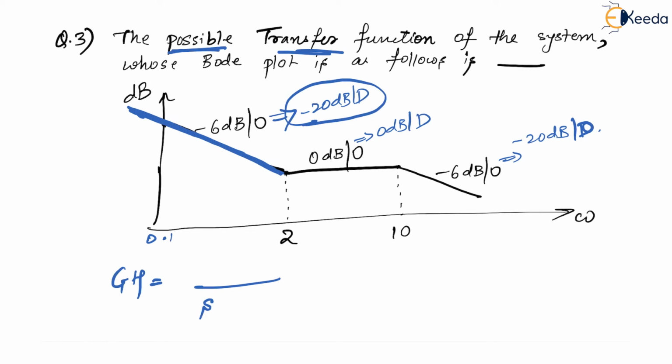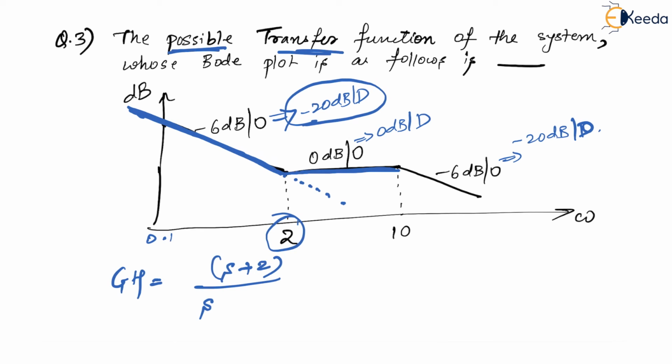Now, what happened at 2? This would have gone this way, but it went this way, which means definitely there was a shift. Definitely at 2, you have added plus 20 dB per decade in the slope, which means at 2 you have got a zero. So it becomes S plus 2.